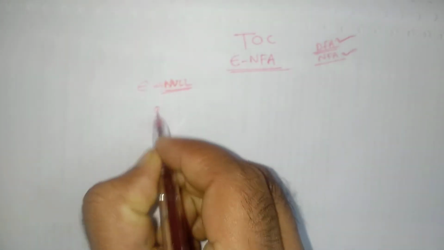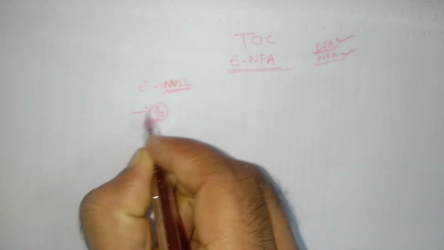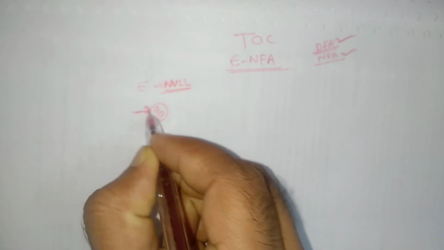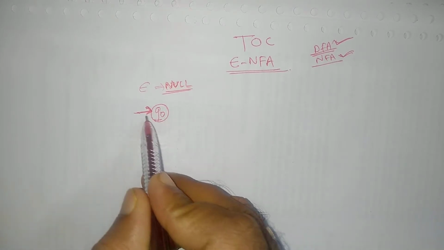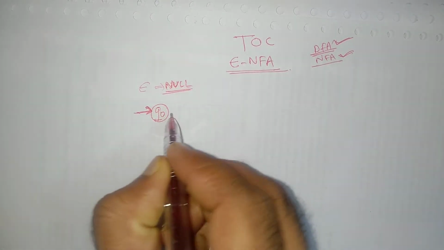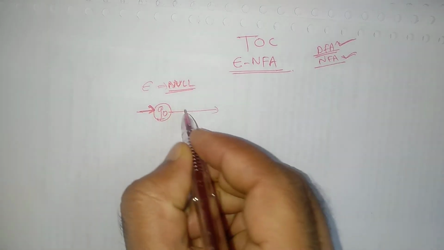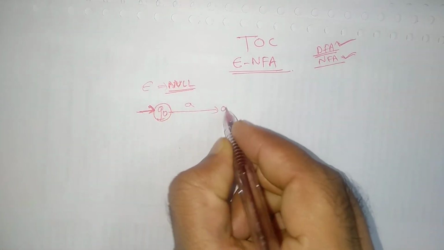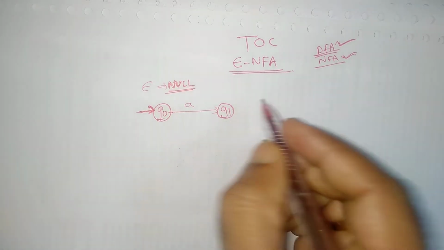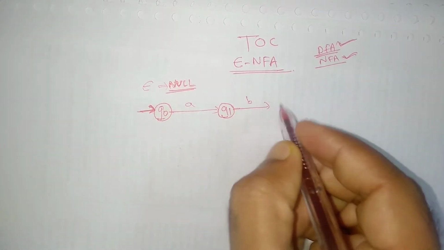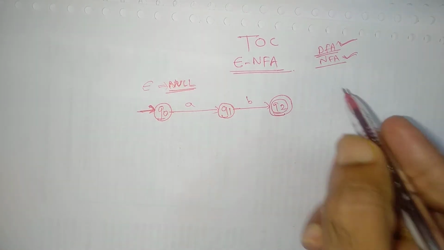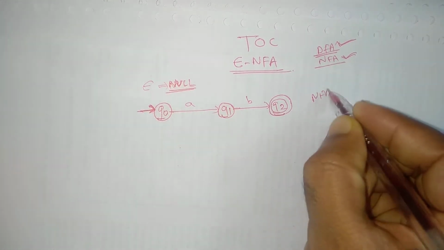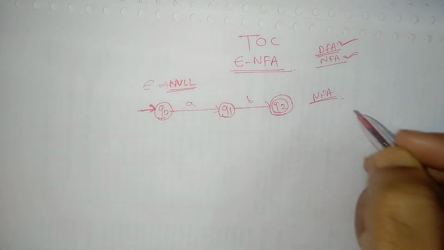We'll understand, Q0 is my starting state. For every NFA, DFA I will have a starting state. In the Epsilon NFA I will have a starting state. We know that with some input, some A input, I will go to Q1 state. With some input, I will go to Q2 state. This we know about the NFA.